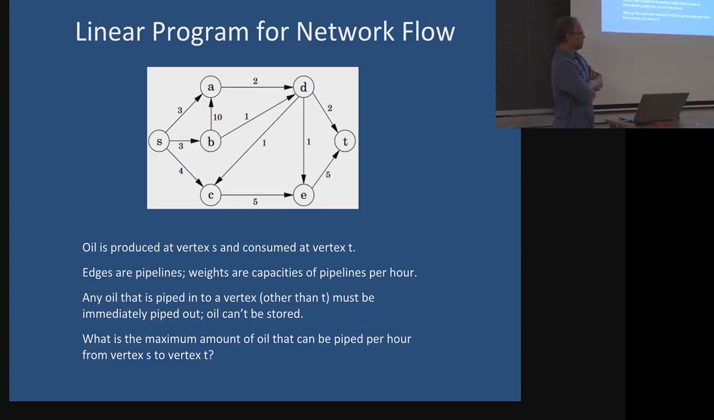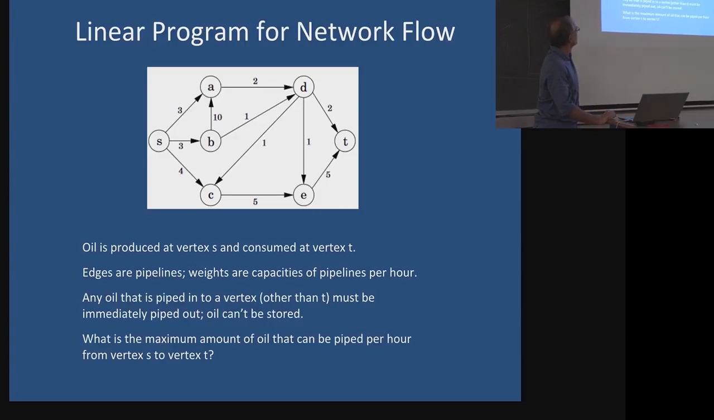And you can produce as much oil as you need. And the idea is you want to ship as much oil as possible from S to T on these pipelines. The pipelines are one direction, and they have a capacity. So obviously, the most you could ship out of S is 10, right? 10 units per day or hour or whatever, because there are only 3 pipelines and their combined capacity is 10.